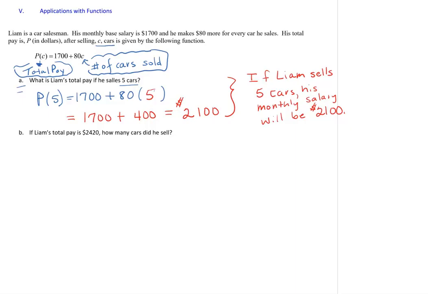B is asking us to do something a little different. Instead of giving us the number of cars he sells, they are giving us his total salary. So instead of plugging this in for C, we're going to plug it in for his total pay. So that'll give us 2,420 is equal to 1,700 plus 80C. Now you can use guess and check to figure out how many cars sold will give you that salary. But the beauty of algebra is that you don't have to guess and check. You now have an equation that you can solve.